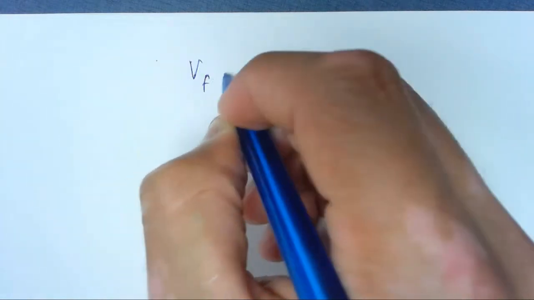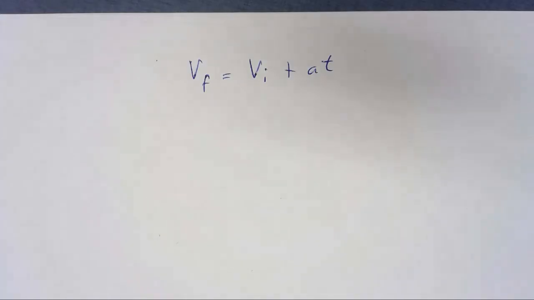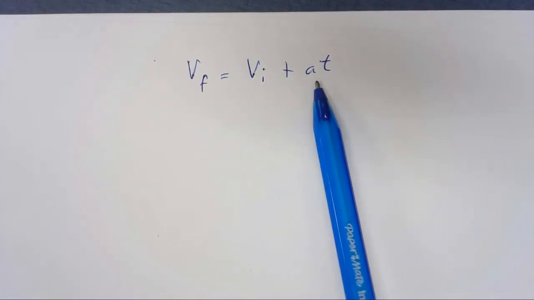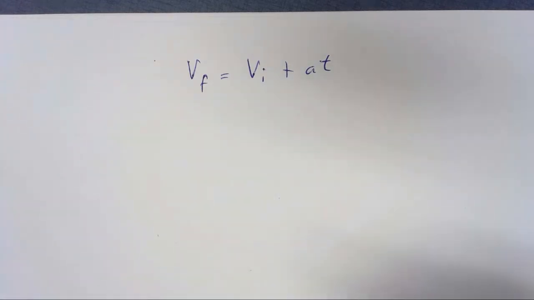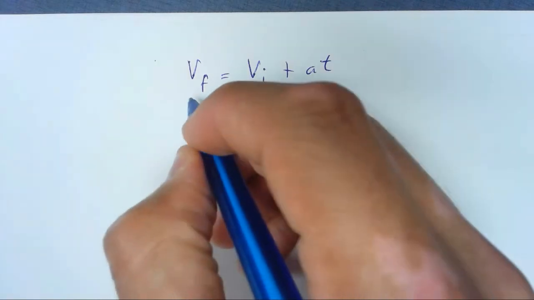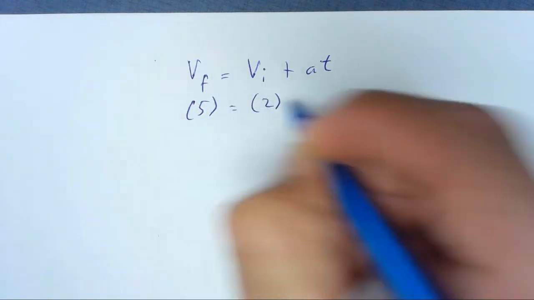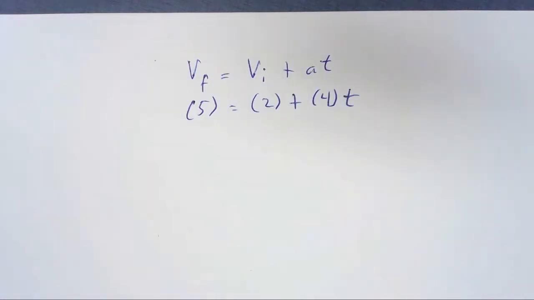So, for instance, let's say we start with this equation, VF equals VI plus AT. This is another equation that we'll use this year. Final speed equals initial speed plus acceleration times time. That's what that equation says. So let's say we substitute numbers in for these variables, and let's say the VF is 5, initial speed is 2, let's say A is 4, and we're going to solve for T.